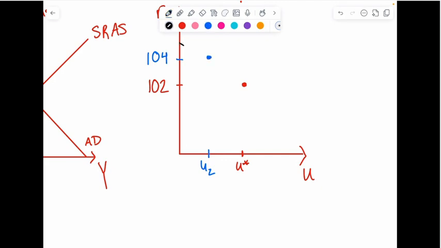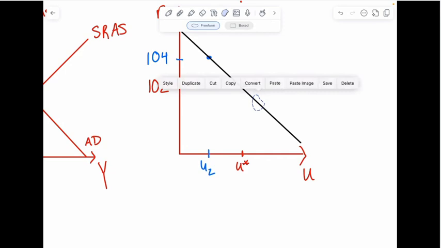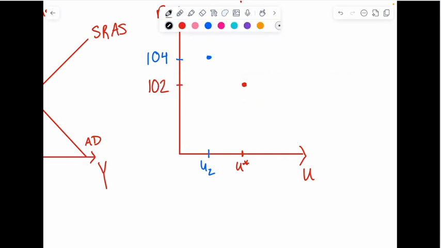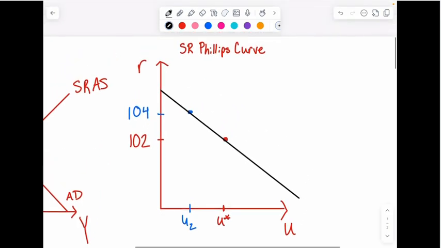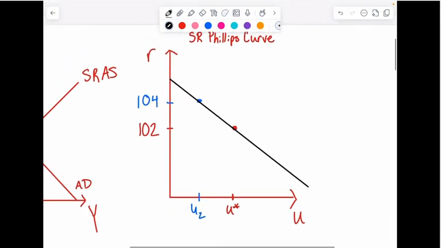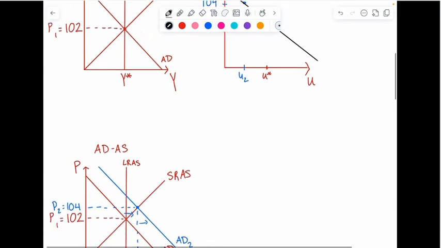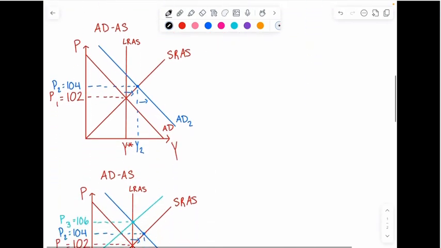Then we can connect them. We can connect them and create our short run Phillips curve right here. Is this black line.